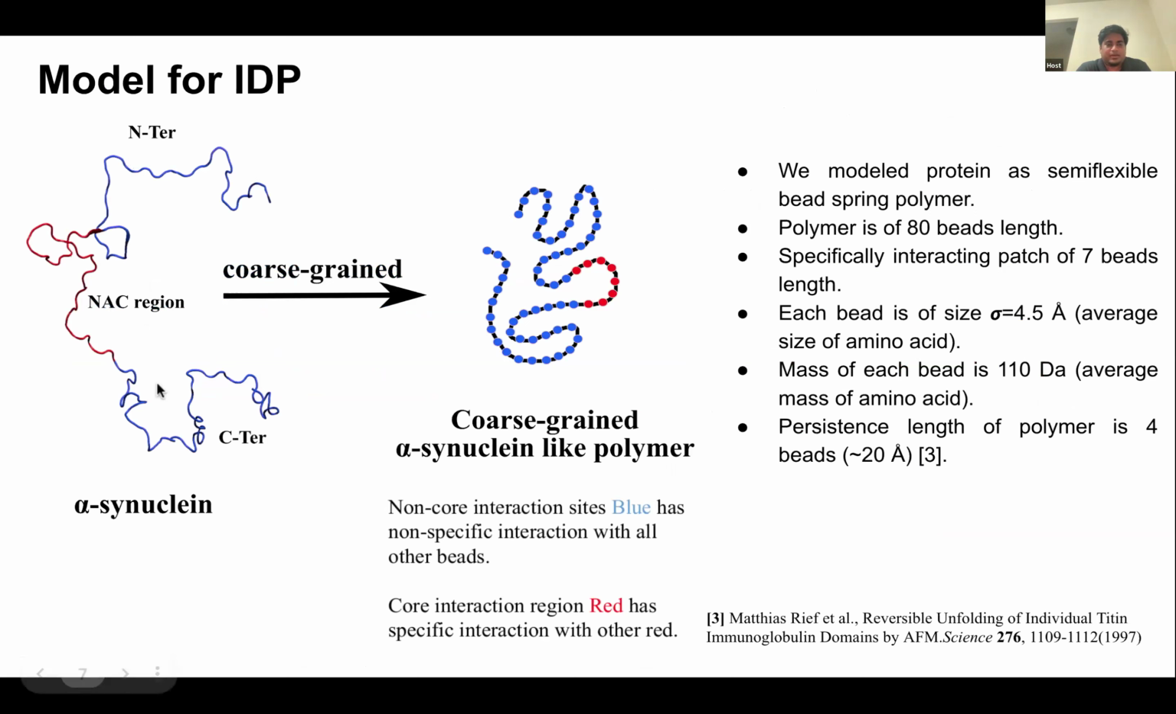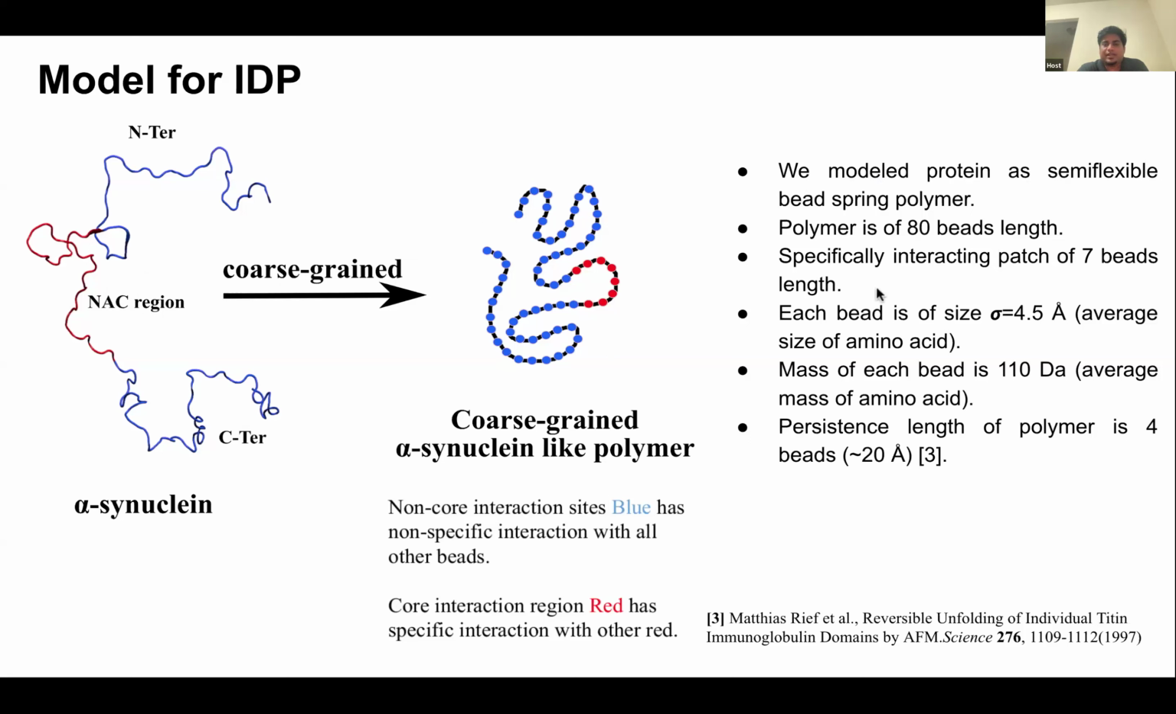So alpha-synuclein has three regions: N-terminal region, C-terminal region, and a NAC region. What happens in alpha-synuclein is that this NAC region forms beta fibrils. So when there is interaction between this NAC region, they tend to phase separate and form a fibril. So we modeled this as a coarse-grained polymer where each bead is considered as one amino acid. We model the polymer as a semi-flexible bead-spring polymer of 80 bead length, and we had a patch of 7 bead length which is interacting as a NAC region.